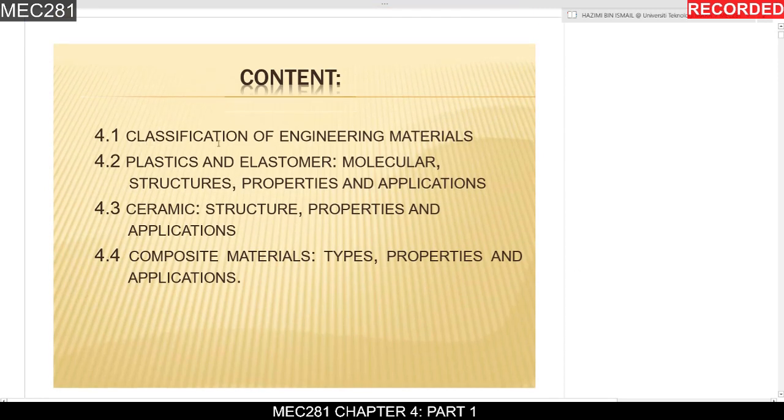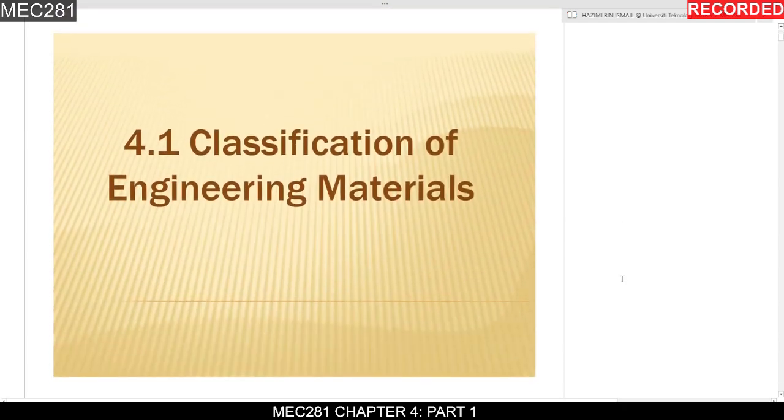4.1 Classification of Engineering Materials, and then 4.2 Plastics and Elastomer, Molecular Structures, Properties and Applications. 4.3 is about the ceramic structure, properties and applications. And last, the final subchapter of our syllabus is composite materials, types, properties and applications. Okay, so let's go to 4.1, classification of engineering materials.